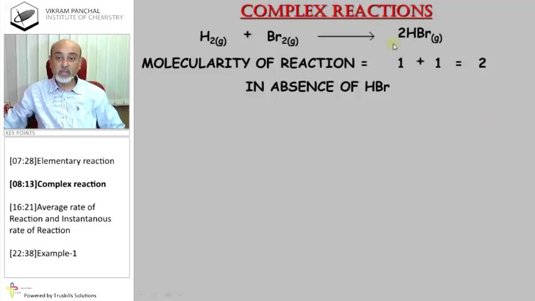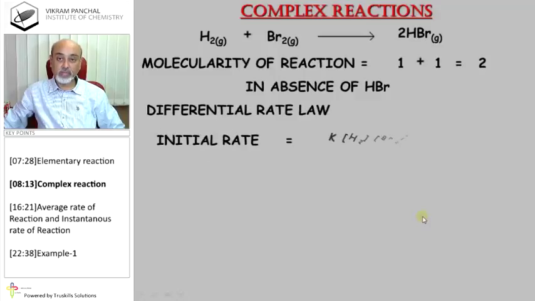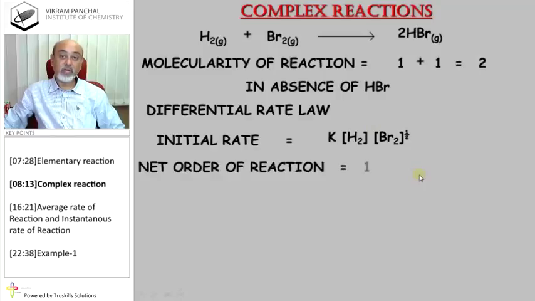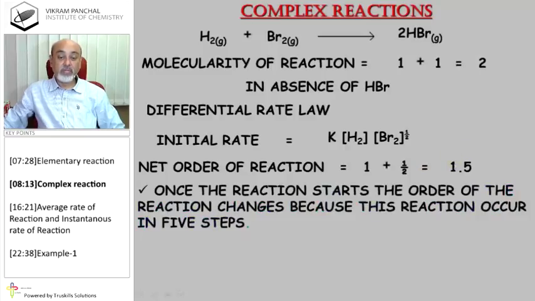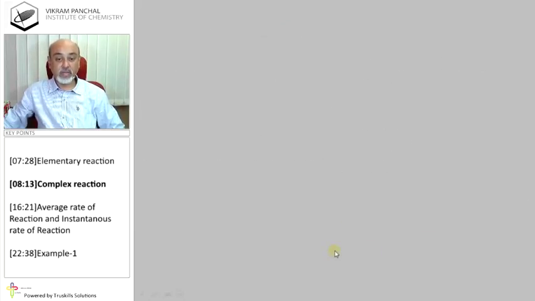In the beginning, there is no HBr. So in absence of HBr, the differential rate law, that is the initial rate, is equal to K [H2]^1 [Br2]^(1/2). That means the net order of reaction is 1 plus 0.5, which is 1.5. But once the reaction starts, the order of reaction changes because this reaction occurs in 5 different steps.